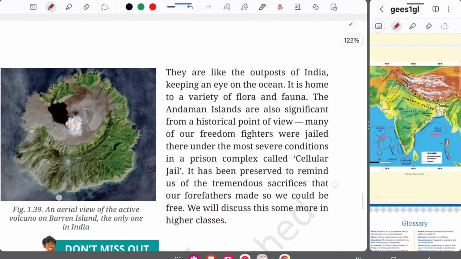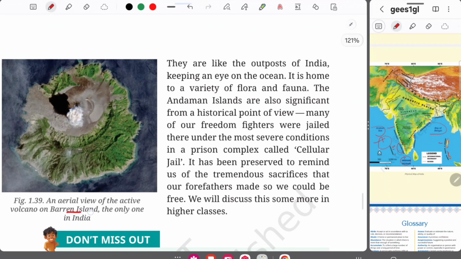Again you have an aerial view of an active volcano, the Barren Island. We have the only active volcano in India, which is on Barren Island in the Andaman and Nicobar Islands. This is the aerial view. See, smoke and lava are still there. This is the only active volcano.